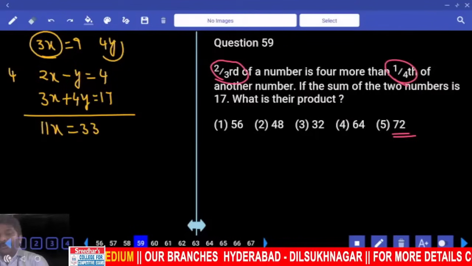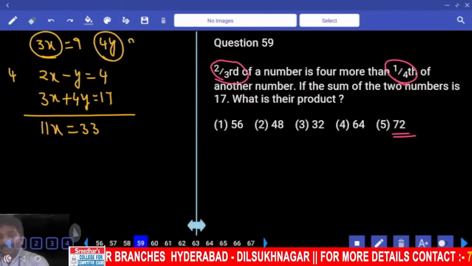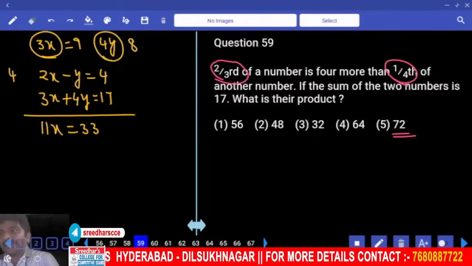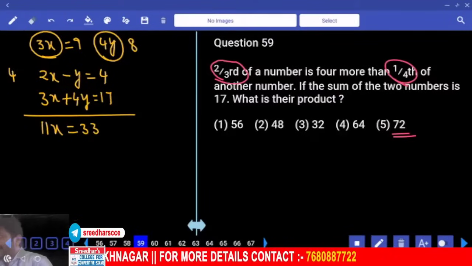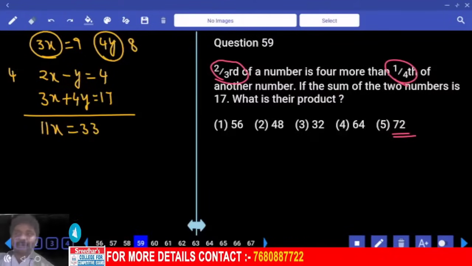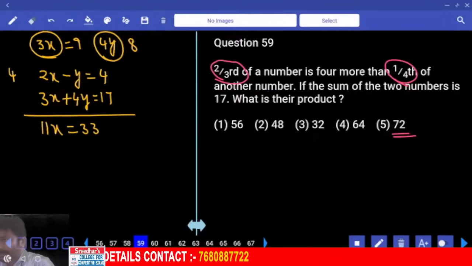If y is equal to 2, 4y is equal to 8. Now the question is the product of both the numbers, 8 nines. Right. Now, before going to the solution, I have already underlined the answer. I'll tell you the logic.